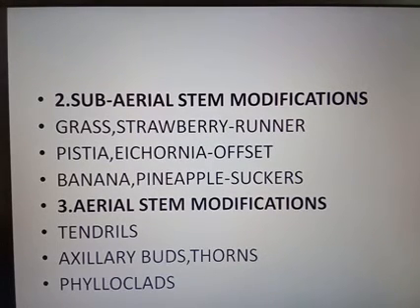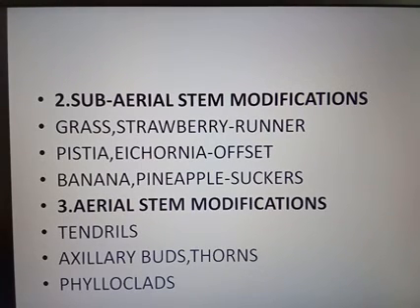Maybe this question will be asked as match the following in the NEET exam. So you have to remember that grass and strawberry are runner type, Pistia and Eichhornia are offset type, and banana and pineapple are sucker type. Is that clear? The next is aerial stem modification.